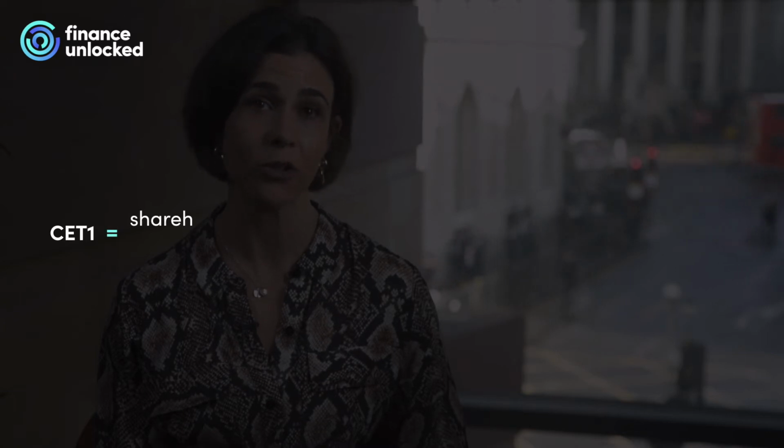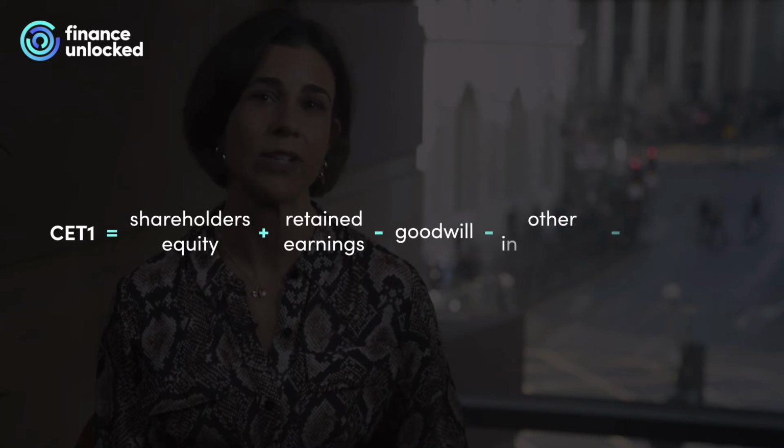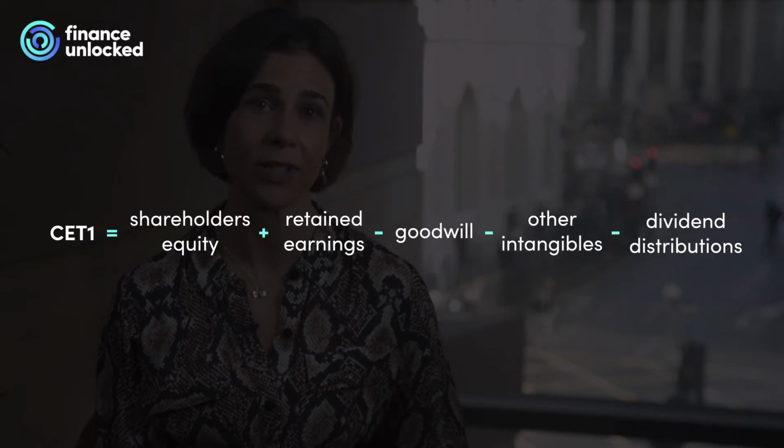So what constitutes capital, or loss-absorbing capacity for a bank, i.e. what makes the numerator when calculating capital ratios to risk-weighted assets? We start with common equity Tier 1, which forms the bedrock layer of loss-absorbing capacity, the components of which are unchanged and consistently remain shareholders' equity plus retained earnings, less goodwill and other intangibles, and dividend distributions.